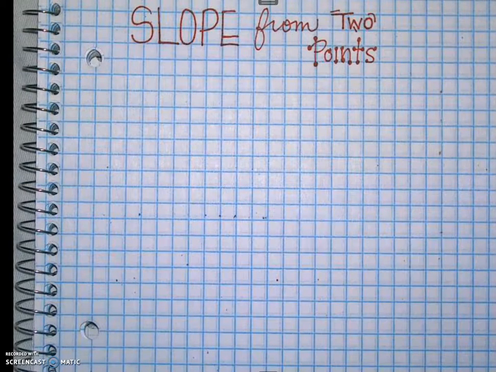Hey guys, I just wanted to give you a little bit of a review on slope. So the first one we're going to talk about is slope from 2 points. What I'm going to do is give you two sets of coordinates and we're going to talk about the slope. But before we do, let's talk about the process and how we solve this. The first thing we need to remember is the formula.